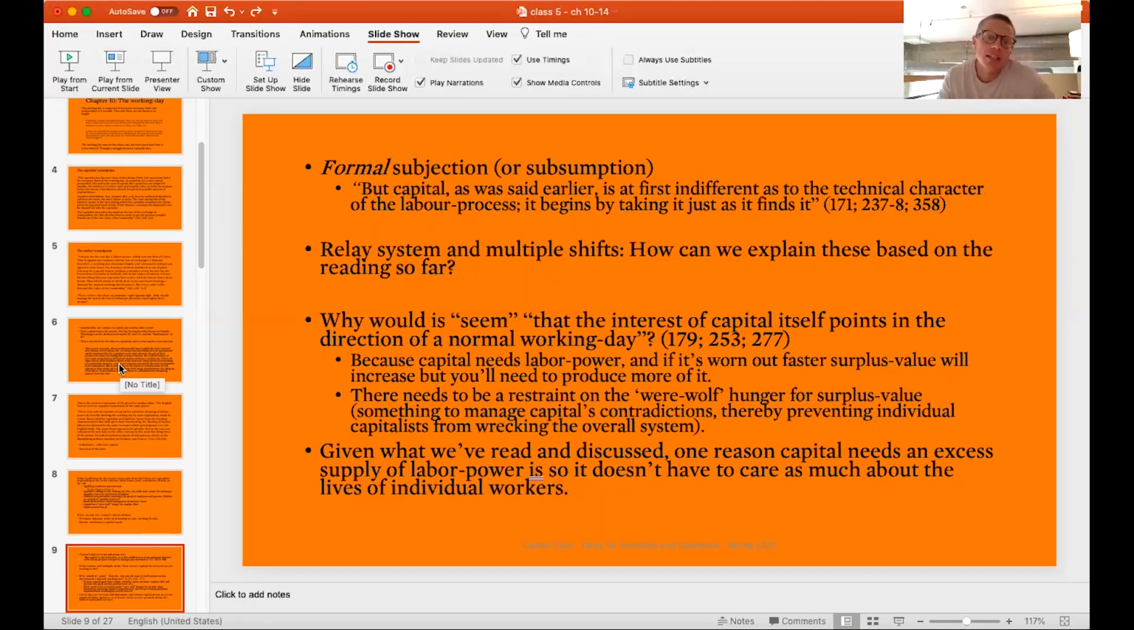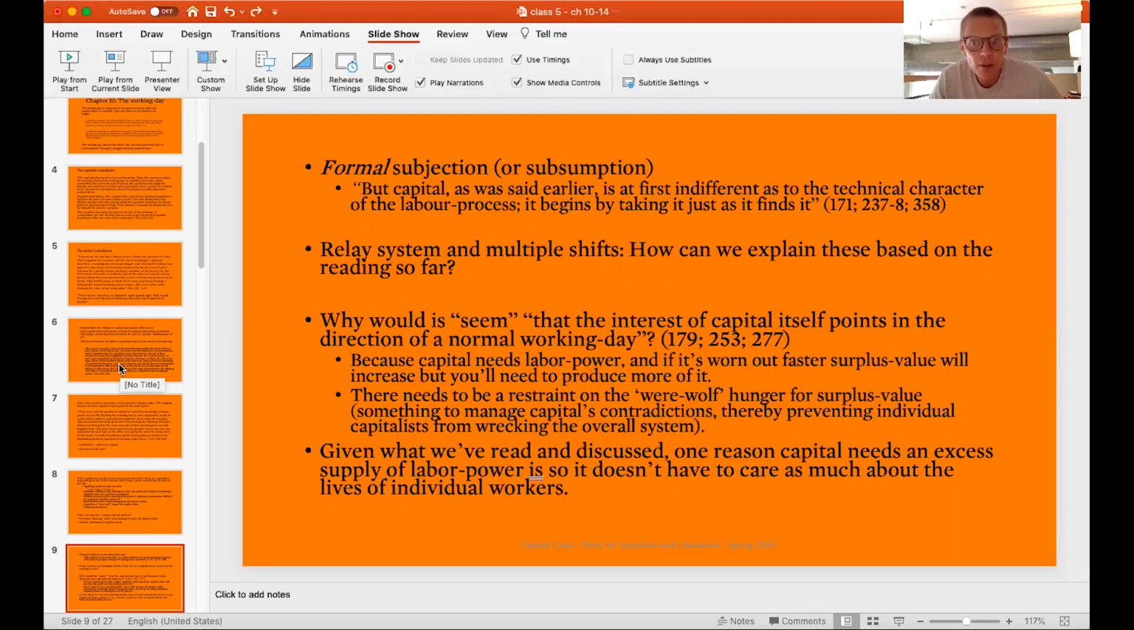And then Marx notes that it would seem that the interest of capital itself points in the direction of a normal working day, right? And this is, one, because capital needs labor power. And if it's worn out faster, surplus value will increase, but you'll need to produce more labor power. And there also needs to be a restraint on the werewolf hunger for surplus value, right? In order to manage the contradictions between collective and individual capitalists.